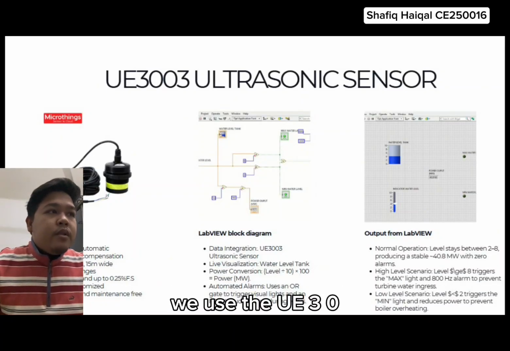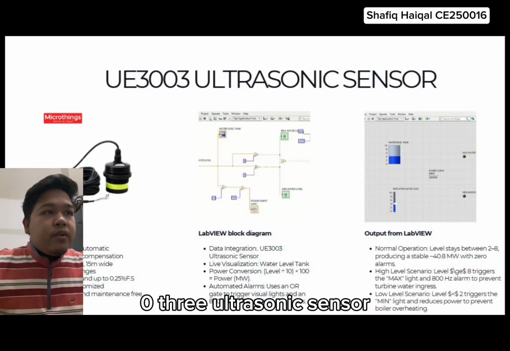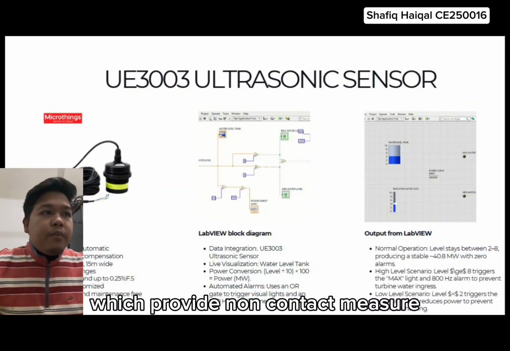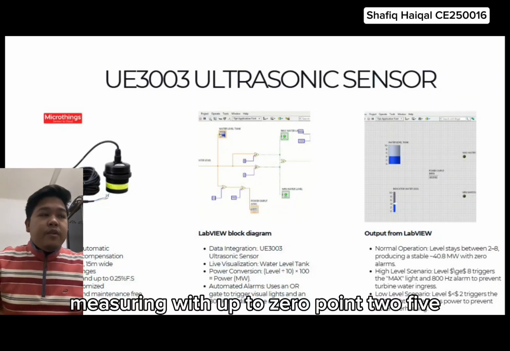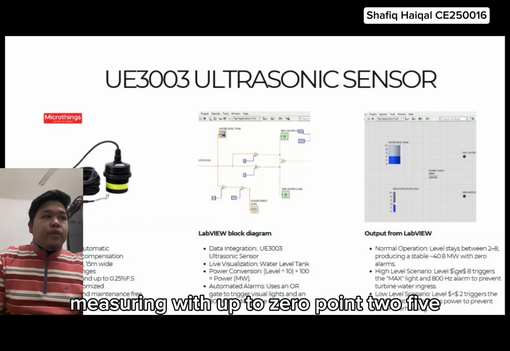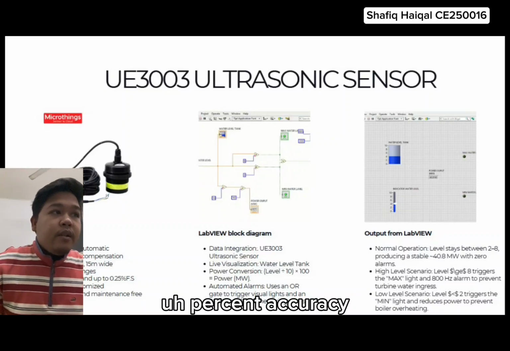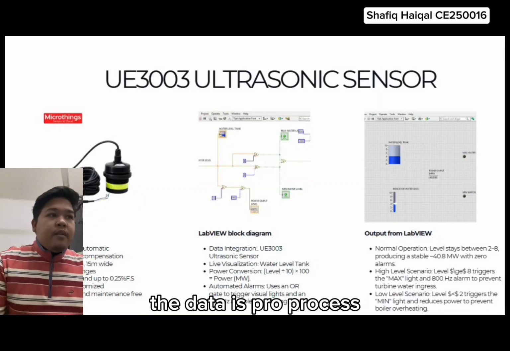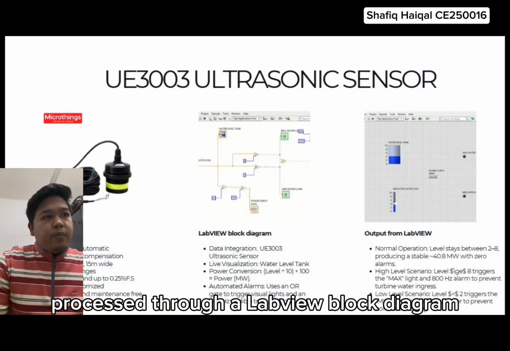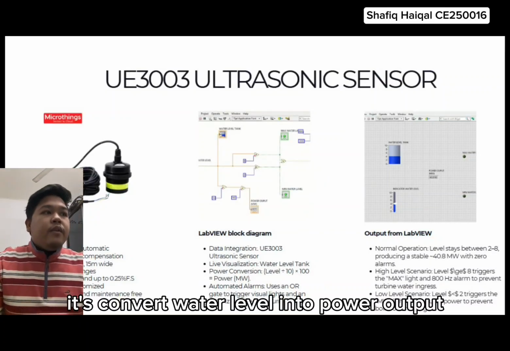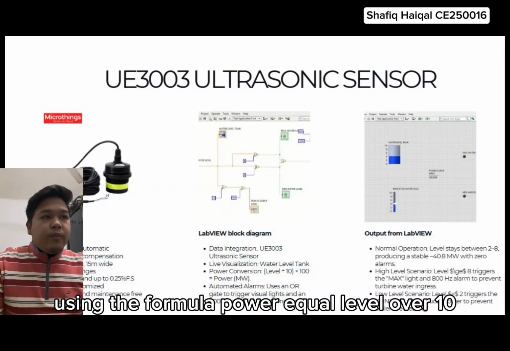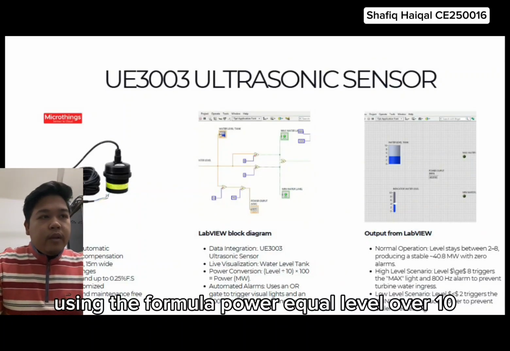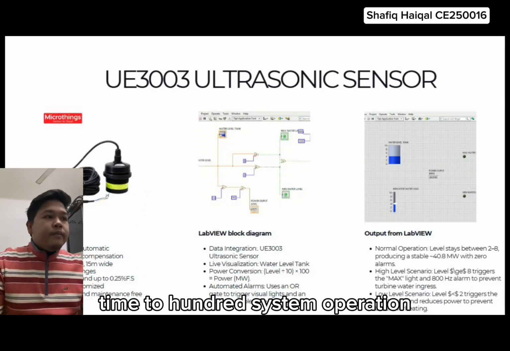plant. We use the UE3003 ultrasonic sensor, which provides non-contact measuring with up to 0.25% accuracy. The data is processed through a LabVIEW block diagram. It converts water level into power output using the formula: power equals level over 10 times 100.